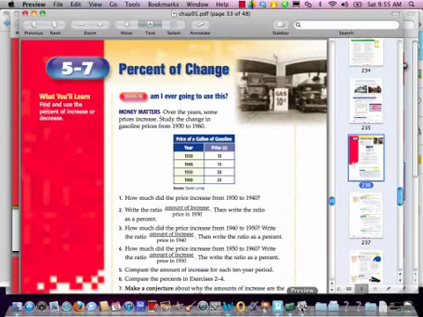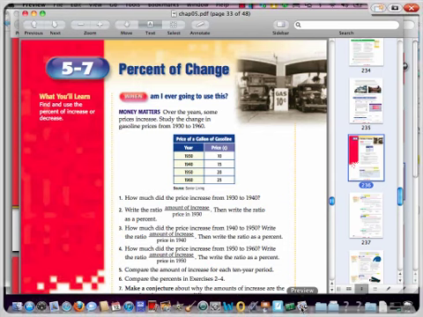They're talking about the price of gas from 1930 to 1960. Real expensive stuff back then. 1930, 10 cents. 1960, 25 cents. Yeah, wouldn't that be nice? But let's take a look at what their sample problems are. They're saying, how much did the price increase from 1930 to 1940? So from here to here, the price increase was obviously 5 cents.